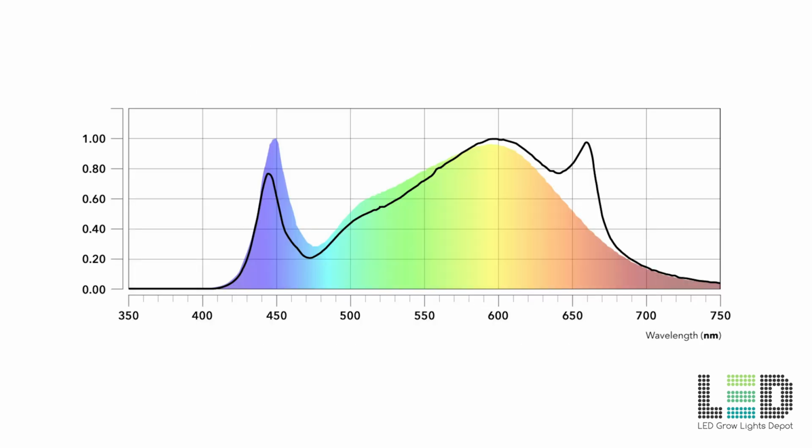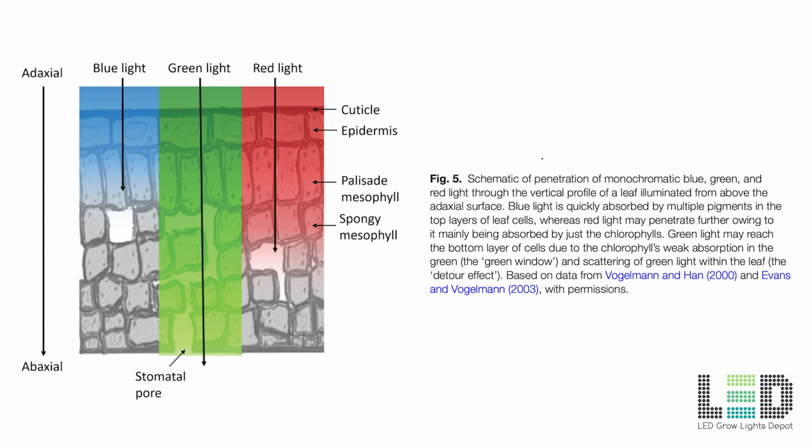NextLight is correct in that red does increase the efficacy of the fixture. Red is actually more photosynthetically efficient, but in bright white conditions, red and blue get absorbed at the top layer of the leaf and green light gets absorbed deeper. The source of these studies can be found in the description.